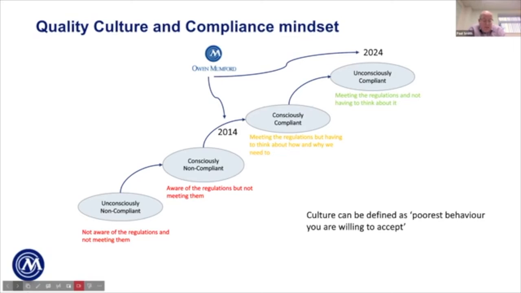So we were having to think about compliance, quality, to make sure we met all of the rules. And really, what we needed to do was get to the point of where we are today, where we are meeting the regulations and people aren't even thinking about it. The culture is there, the quality is embedded in everything we do. So therefore, we have a much lower cost of poor quality.